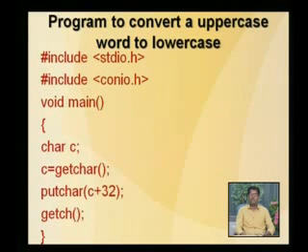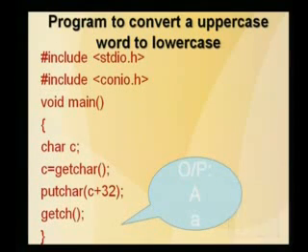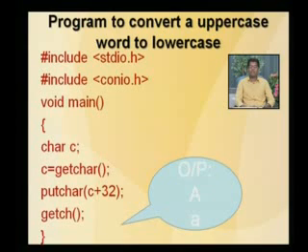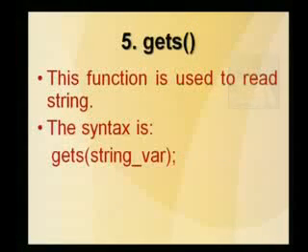And as we know, the character for the ASCII value 97 is small a. So the output will be small a if you enter capital A. Similarly, if you enter capital B, putchar(c + 32) works on the ASCII value of capital B, that is 66, plus 32, that gives us 98, and the value 98 is the ASCII value for small b, so that gives the output small b. So that is the conversion from uppercase to lowercase.